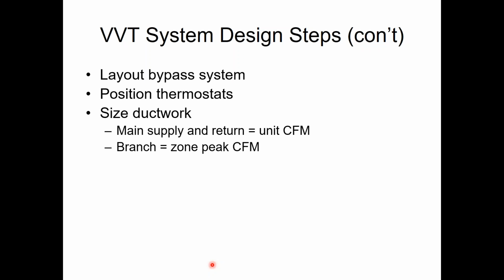The main supply and return, let's assume I have one main supply and return going down a corridor and a bunch of zones branching off. That main supply and return is designed for the unit CFM. How much air is the air handler going to move? And obviously the branches are designed for the zone CFM. And as I take branches off, let's say I have 2,000 CFM coming down the duct for a 5-ton system. If I pull 300 CFM off, then after that takeoff, I obviously have my duct sized for 1,700 CFM, and I keep transitioning it down, exactly like you would do on a constant volume system.